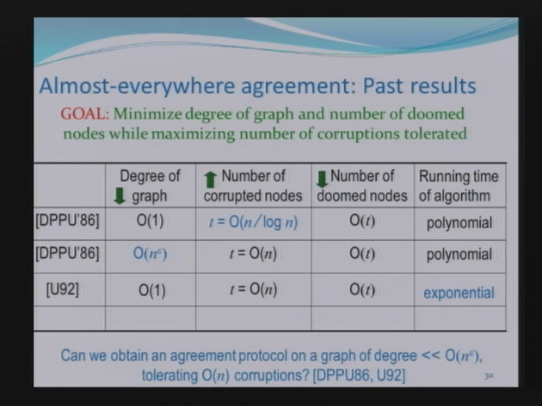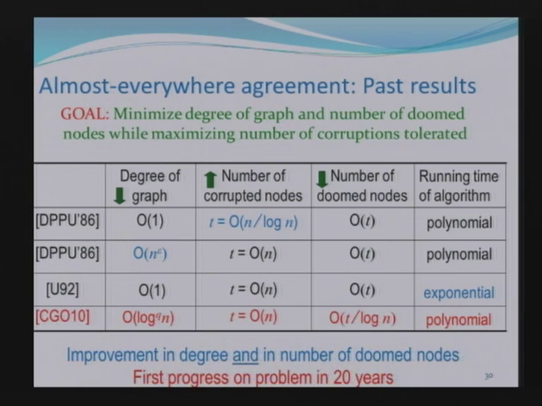So the question was, can we obtain agreement protocols on graphs of degree much less than n to the epsilon, tolerating a constant fraction of corruptions? Okay. So in recent work with Garay and Ostrovsky, we show graphs of polylogarithmic degree. So we reduce the degree significantly. The number of corrupted nodes is the best possible, a constant fraction.